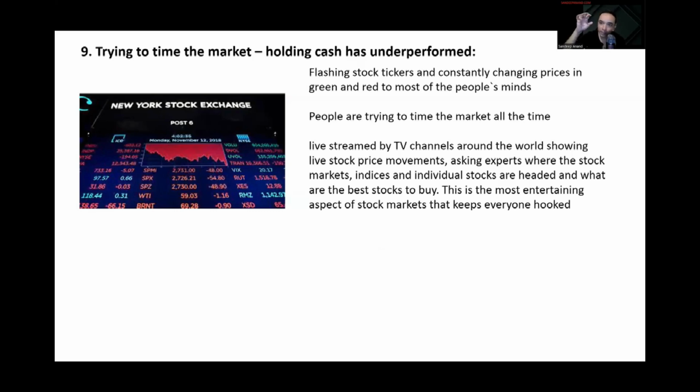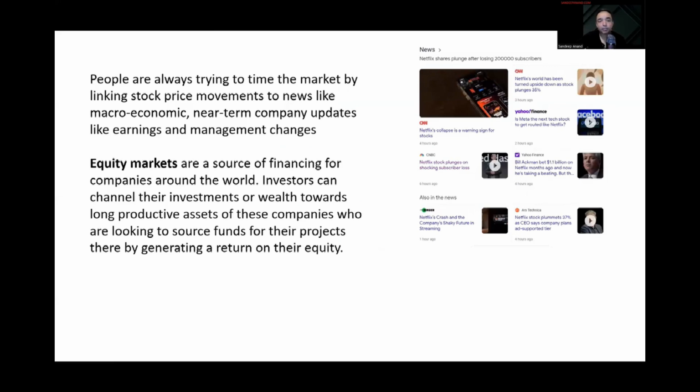We can do it to some extent in terms of direction and understanding cycles, but to the point of whether it should fall 10% for me to buy, that kind of level of timing is difficult to do. And as I said, people are always trying to time the market by linking stock price movements to news, like daily news inflow on CNBC, Fox, whatever channel you want to call it, Money Control in India, Hong Kong channels and all that. So near-term things drive prices. Near-term company updates like earnings. As I said, earnings do not meet analyst expectations, stock plunges. This is what I was talking about.